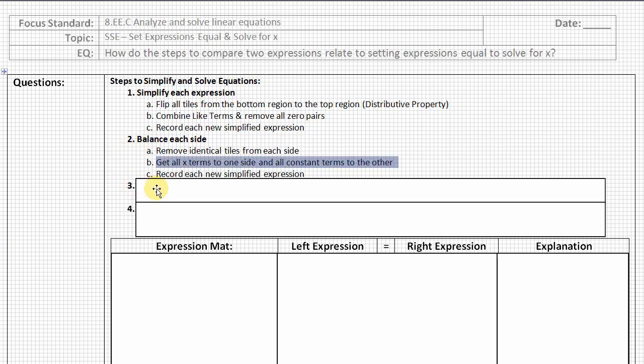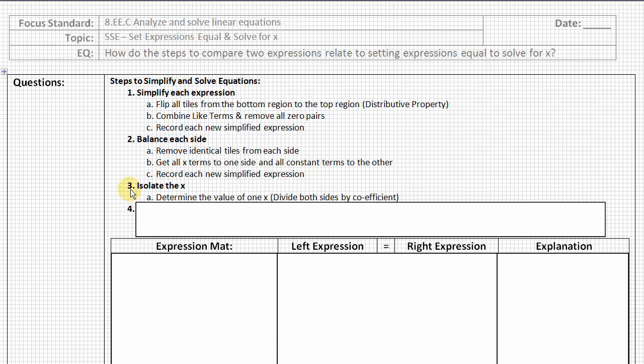So in comparing, we would just look at what's left and compare them. When we're solving for x, though, we're trying to find out what just one x is. So that third step is to isolate the x, to determine the value of one x. The way that we do that mathematically is to divide both sides by the coefficient.